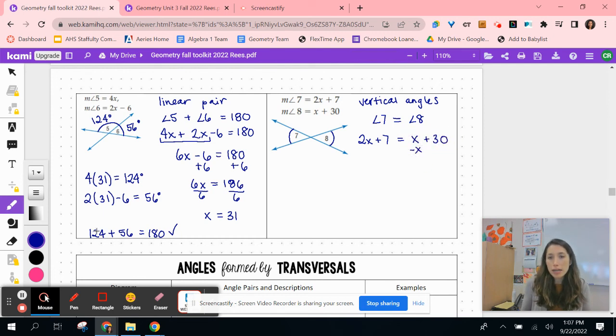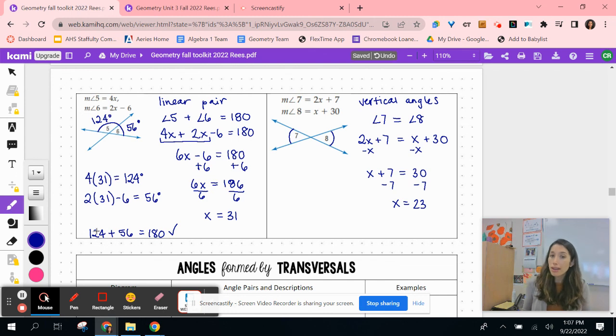Now we can subtract an x on both sides. That will leave us with 2x minus 1x because we're trying to bring all our x's to one side. So 2x minus 1x is x. And then we're left with 30 here. Now we need to bring all our numbers to the other side so we can get x by itself. We subtract 7 on both sides, and that will give us 23.